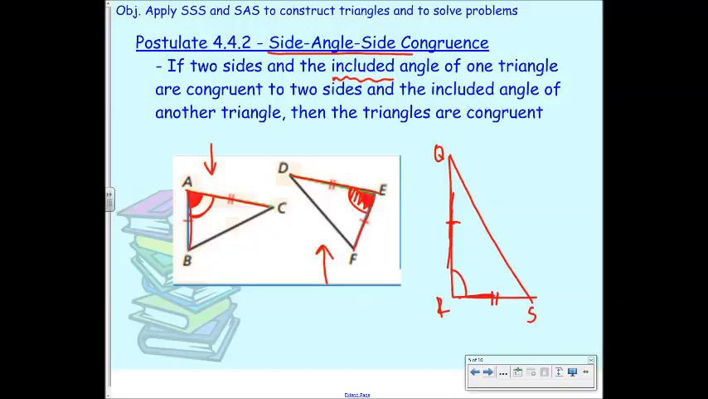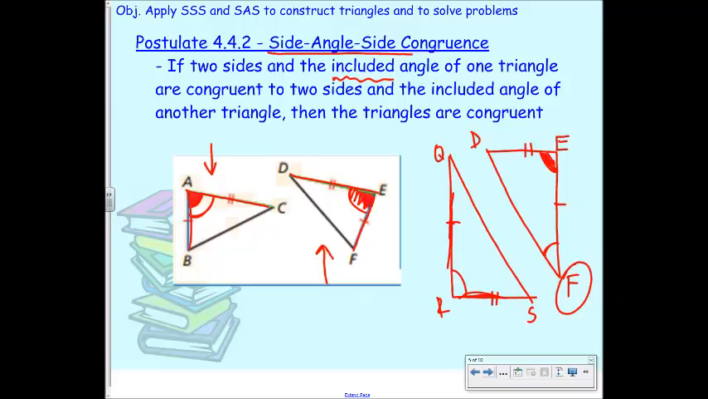Let's say I have this triangle, DEF, and let's say I say DE is congruent to RS, and QR is congruent to EF, but I gave you this angle down here, angle F. Would that work to prove that these 2 triangles are congruent? No, because F right here is not the included angle. Which would be the included angle? You would need angle E. You would have to get angle E.